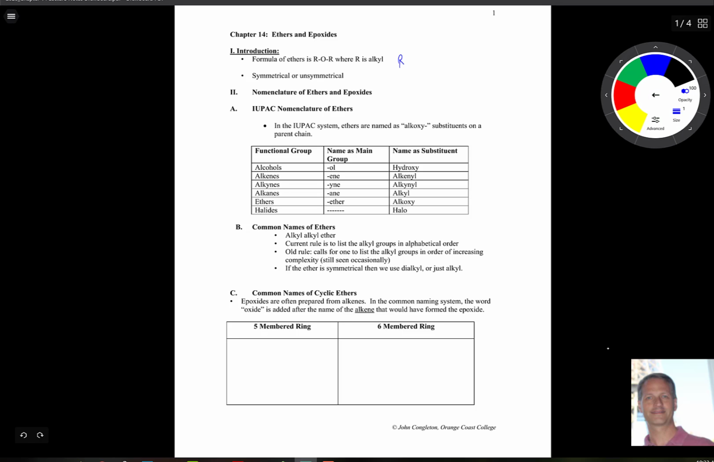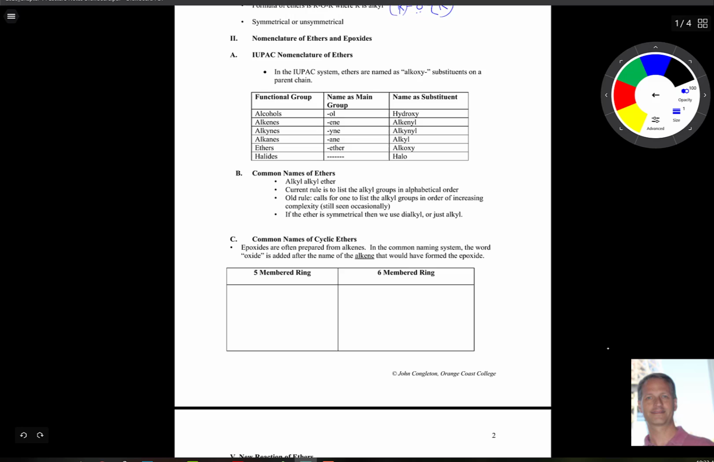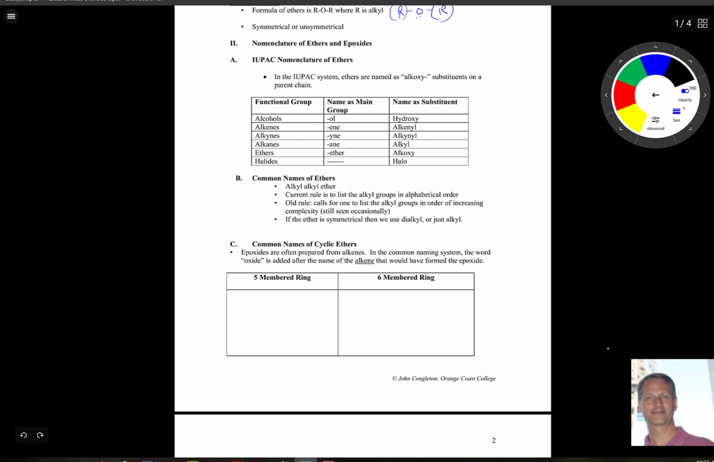Right, so ROR. Okay, these R groups could be all sorts of different things. And we'll learn how to name these as we get through the next couple of sections here. So as far as naming them, there's two ways. There's the IUPAC way, and then there's the common way.